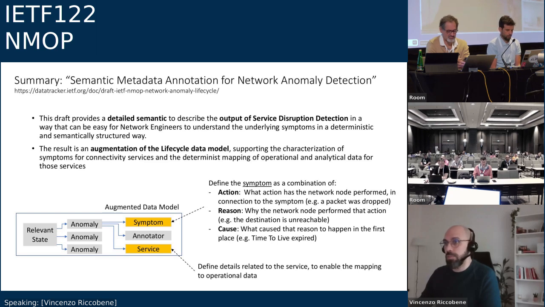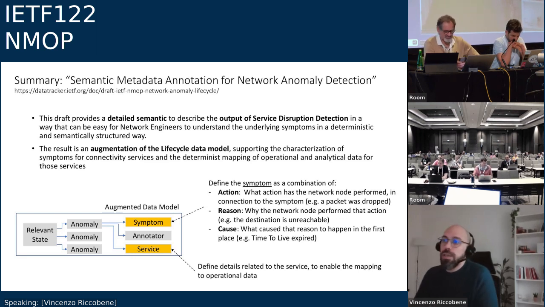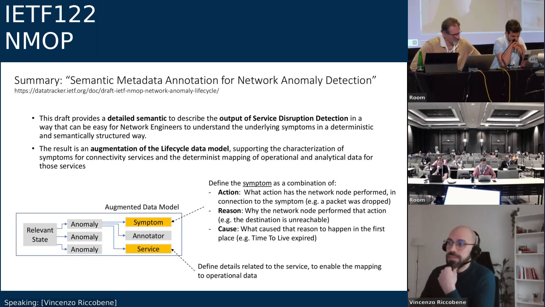For the symptom, the information related to the symptom is structured using three different key elements: the action, the reason, and the cause. And the extension on the service basically defines a set of useful parameters and fields that are needed to identify deterministically which connectivity service is affected by the specific anomaly.